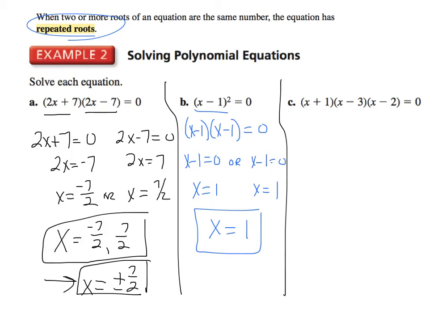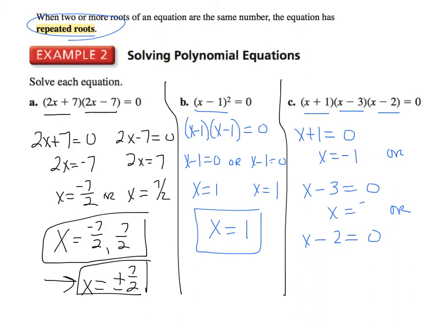So now we can use the zero product property even when we have more than two terms. Here, you'd set them all equal to 0. And by the way, I'm hoping you're realizing very soon that you can just skip these steps and go right to your answers. This is not difficult. So if you solve each of these, if I subtract 1, I get x equals negative 1. If I add 3, I get x equals 3. If I add 2 to both sides, I get 2. So here my roots are negative 1, 3, and 2.